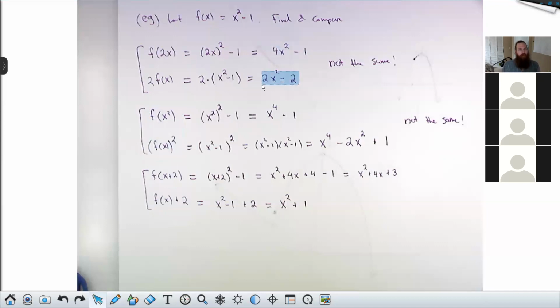Questions on where any of these came from, how I found and simplified any of these objects, or why we started the way we did, why I wrote things the way I did, any of that stuff.